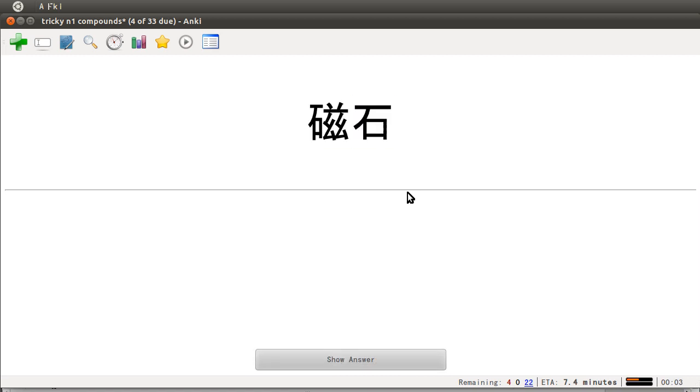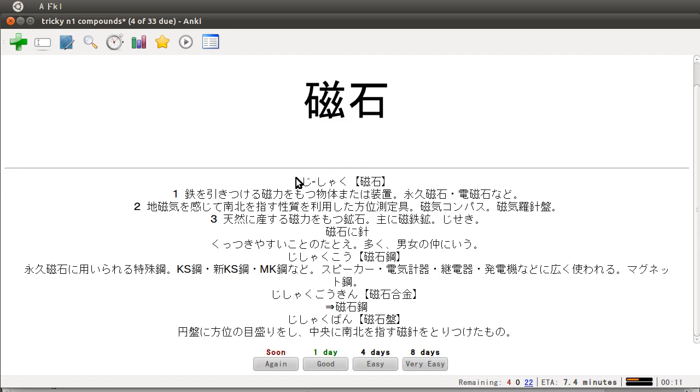This is jishaku. It's a little tricky because this is usually read seki, right? This is magnet, ji. But together it's read jishaku. And the both of them together is actually magnet. I'm not sure, I actually forget what just this one is. But yeah, this is jishaku. You hear it once in a while.